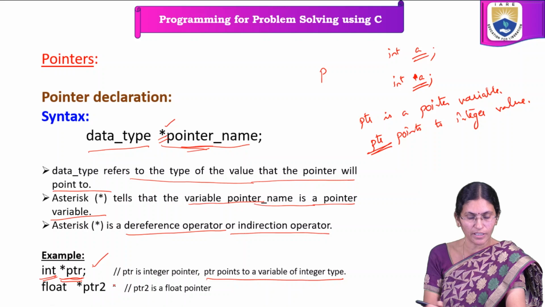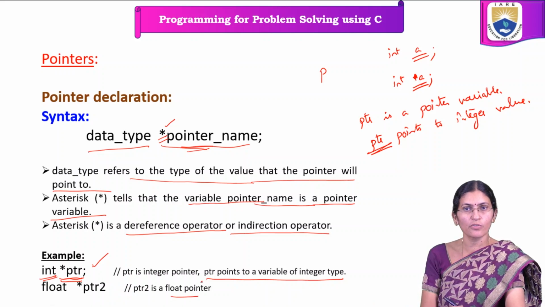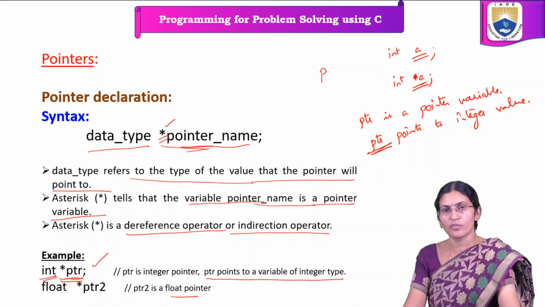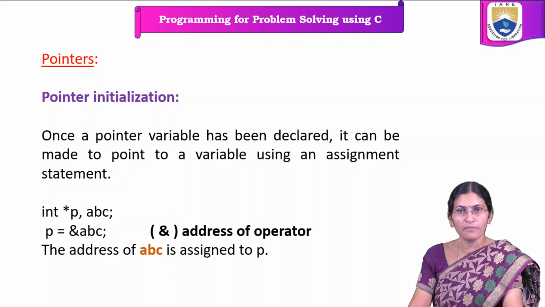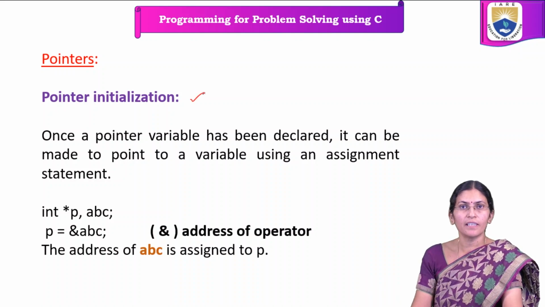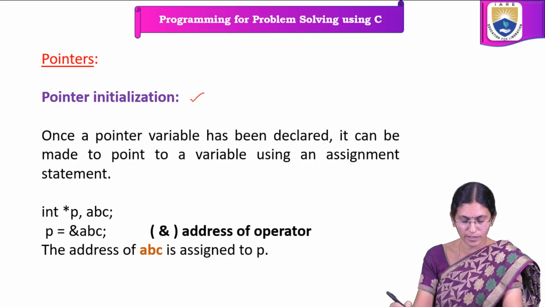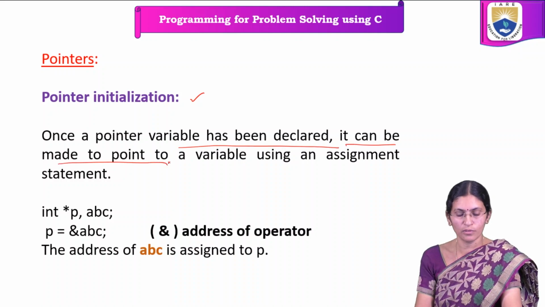Here ptr2 is a float pointer. That means it stores the address of a variable which stores a floating value. Similarly, we can declare other pointers also. We can declare a character pointer and so on. Next is pointer initialization. Unless and until we initialize the pointer, it is not possible to use the pointers in programs. Once a pointer variable has been declared, we have to assign a value to it.